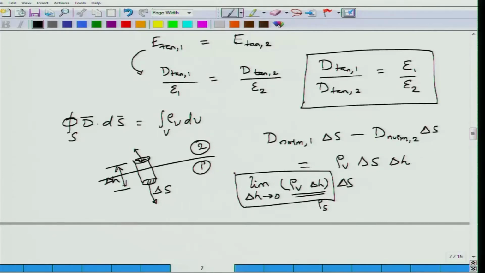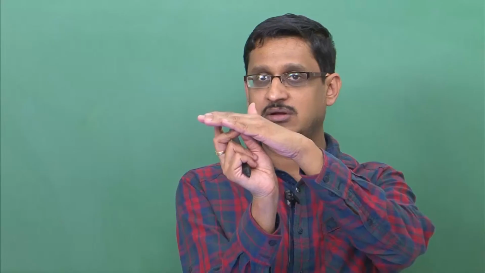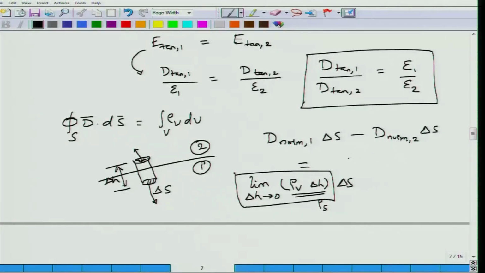This is how you convert a volume charge into a surface charge. Now if you have a surface that looks like this, you can reduce the height of the surface and make it into a line charge, and you can reduce the line charge length to make it into a point charge. So I can now safely replace this right hand side as rho s delta S. Now there is nothing more to be done.